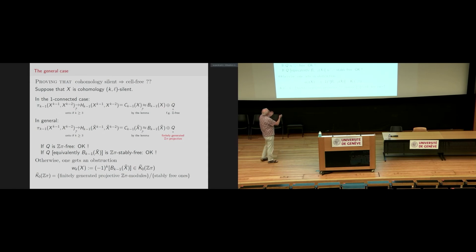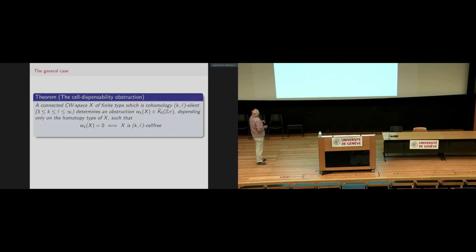And if it is 0, that means it's stably free, and we say the same proof applies. So a connected CW space of finite type, which is cohomology silent in this range, l could be infinity, determines an obstruction. We have to work, that's not so easy, to prove that it depends only on the homotopy type of X. So it can be defined for a CW space X, because we choose a CW complex and it doesn't depend on this choice. And it vanishes if and only if X is Z pi free. People who know about the Wall obstruction should find that familiar. Technically, it's a definition of the Wall obstruction. If l is infinity, then that's the Wall obstruction which vanishes if and only if the complex has the homotopy type of a finite complex.